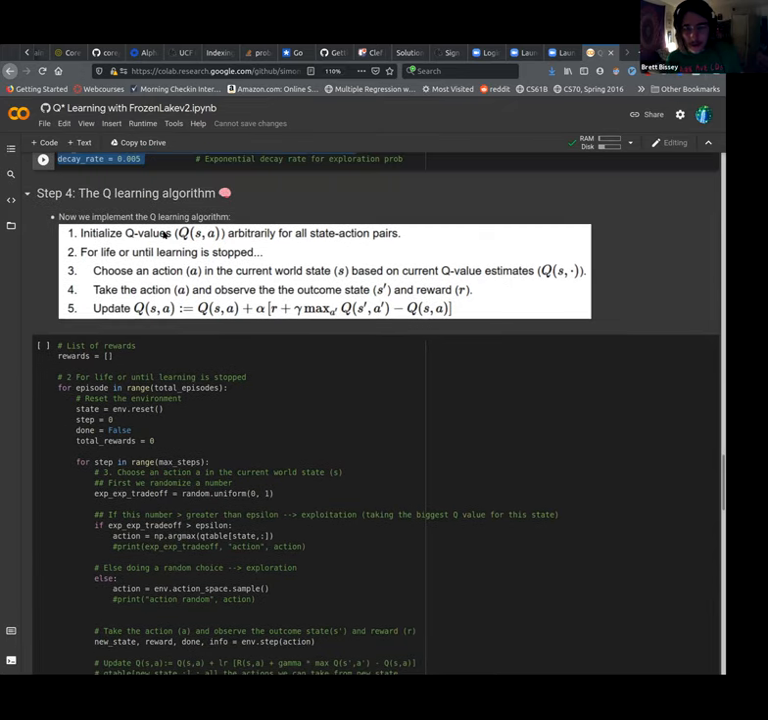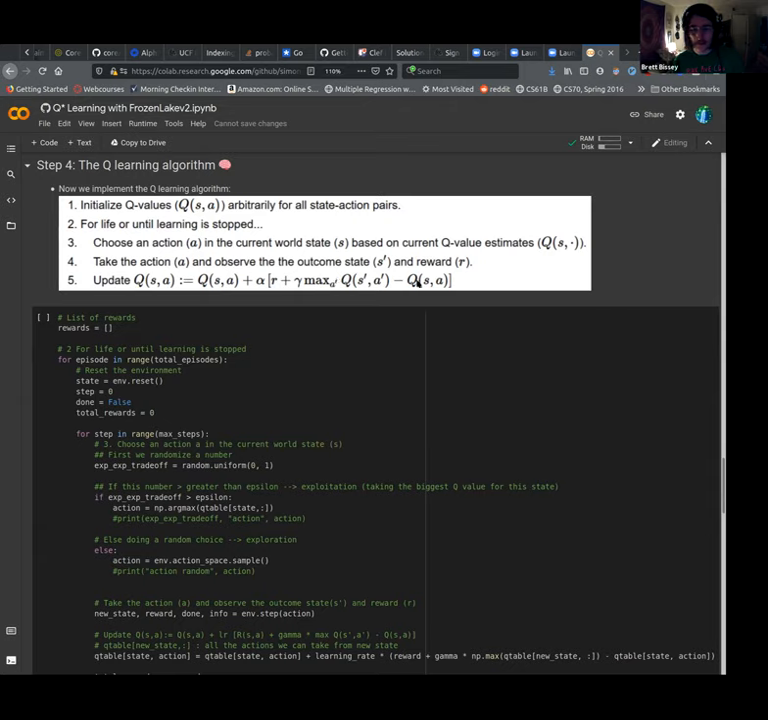So here's the Q learning algorithm. We're initializing. We already did that. Initialized our state action pairs matrix for life or until learning is stopped. We choose an action in the current world based on our Q value. We take the action and observe the next state and the reward. And then based on the next state and the reward, we update the Q value at that state action pair.